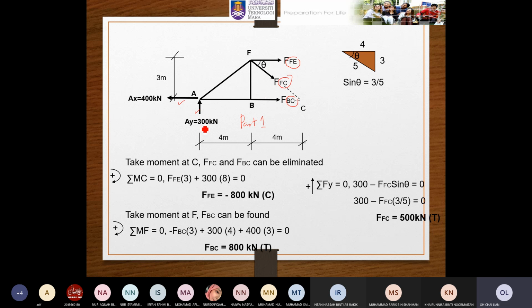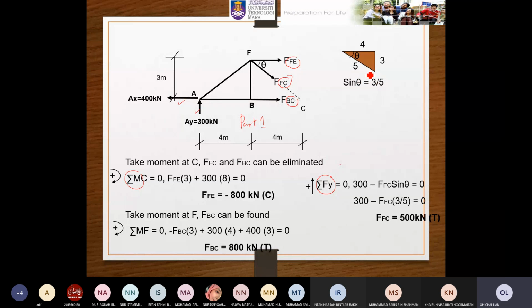Then you can apply the equilibrium equation. Either you use moment, or you use Fx, or you use Fy. But in this case, they use moment and summation Fy, and this problem can be solved. And then one more thing is about trigonometry, just a revision.